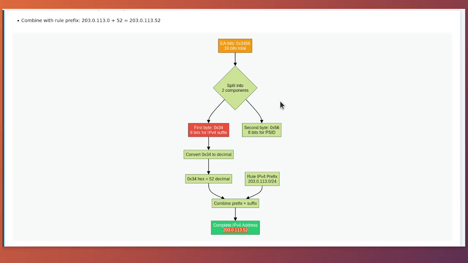The customer's equipment calculates this address mathematically from their IPv6 prefix, configures it into their NAT engine, and uses it without ever needing to ask the ISP or look it up in any table.